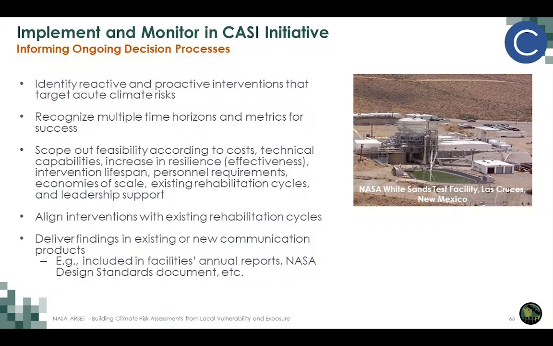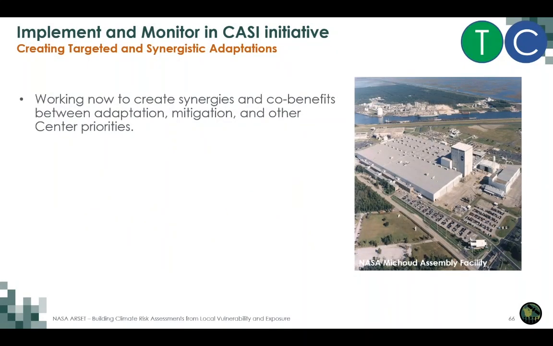Connecting to existing climate action plans or resilience plans or sustainability plans at the centers, as well as at the agency, has been an ongoing effort. Our findings are delivered through a variety of communication products, like the annual reports to inform stakeholders about our progress and challenges. We are also working to find entry points into existing documentation, like the NASA design standards that are used agency-wide. Adaptations are not general, but they are targeted and synergistic. CASI is now working on creating synergies and co-benefits between adaptation, mitigation, and other center priorities.